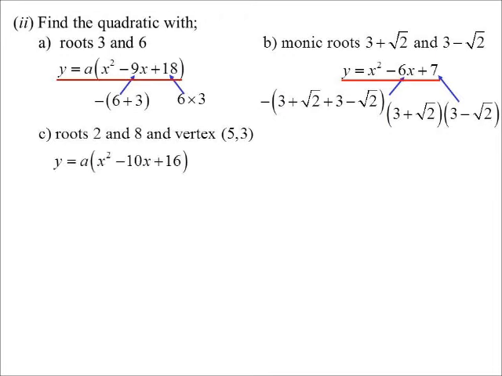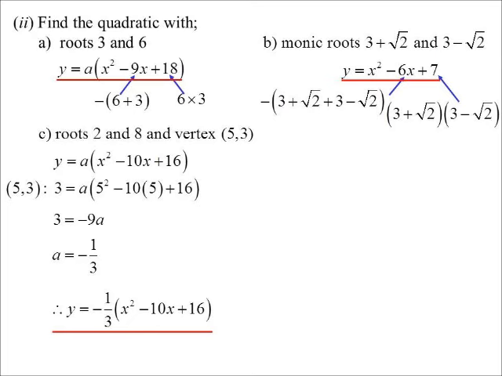But now I can actually work out that multiple because I've got the additional piece of information that it goes through the vertex. So if I sub in the point 5, 3, I can solve this equation for a. I get negative a third. There's my answer now. I can sub in for a. Y is minus a third, x squared minus 10x plus 16.